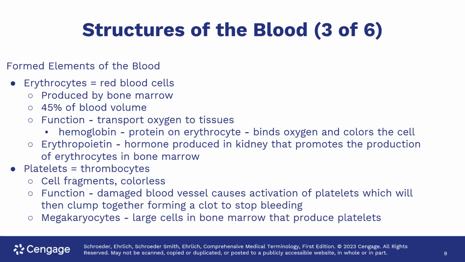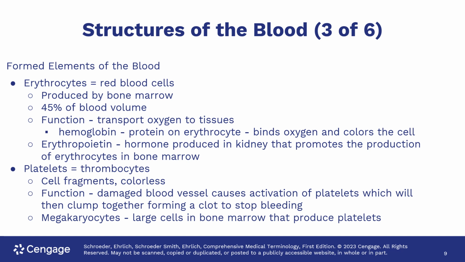Red blood cells are RBCs or erythrocytes. Remember, erythro is red, cyte is cell, so red blood cells are produced by the bone marrow. It makes up 45% of the blood volume and transports oxygen to the tissues.